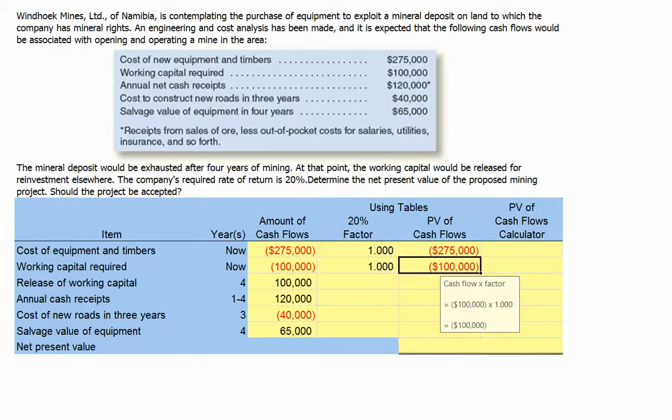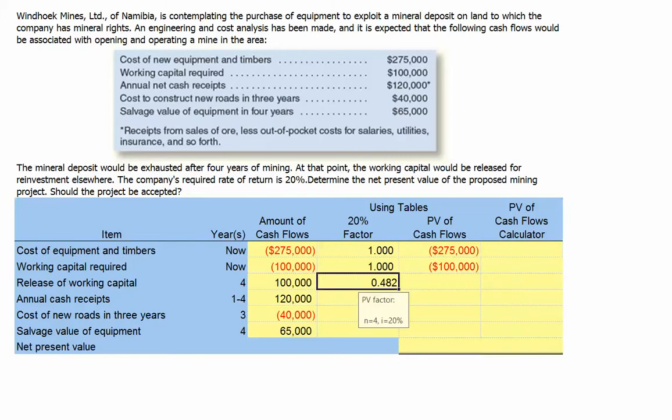Now the release of working capital in 4 years needs to be discounted back. We'll look up the present value factor in Table 2 for 4 periods at a 20% interest rate, and we multiply the 0.482 factor by the $100,000 cash flow to get a present value of $48,200.